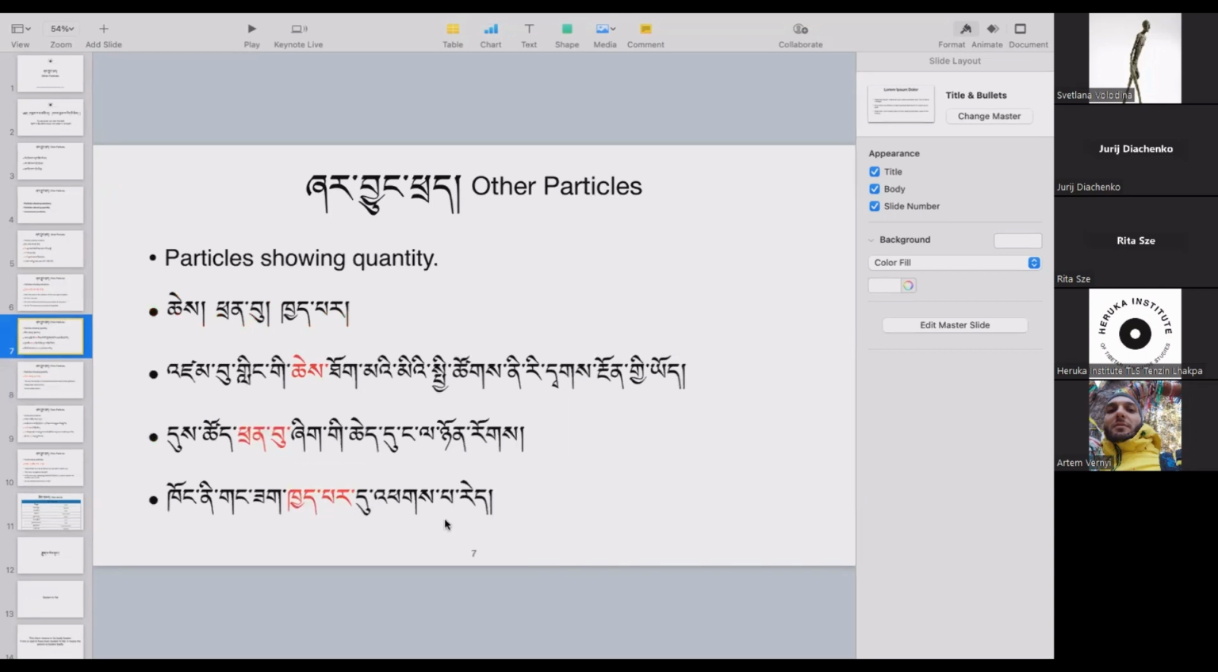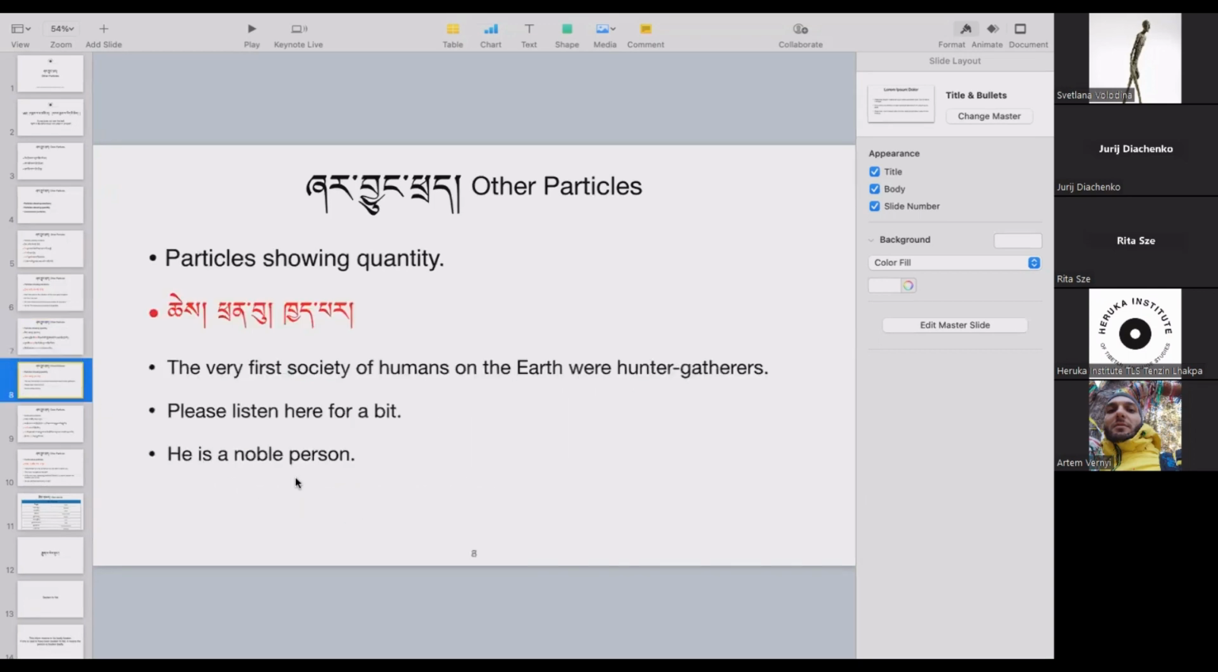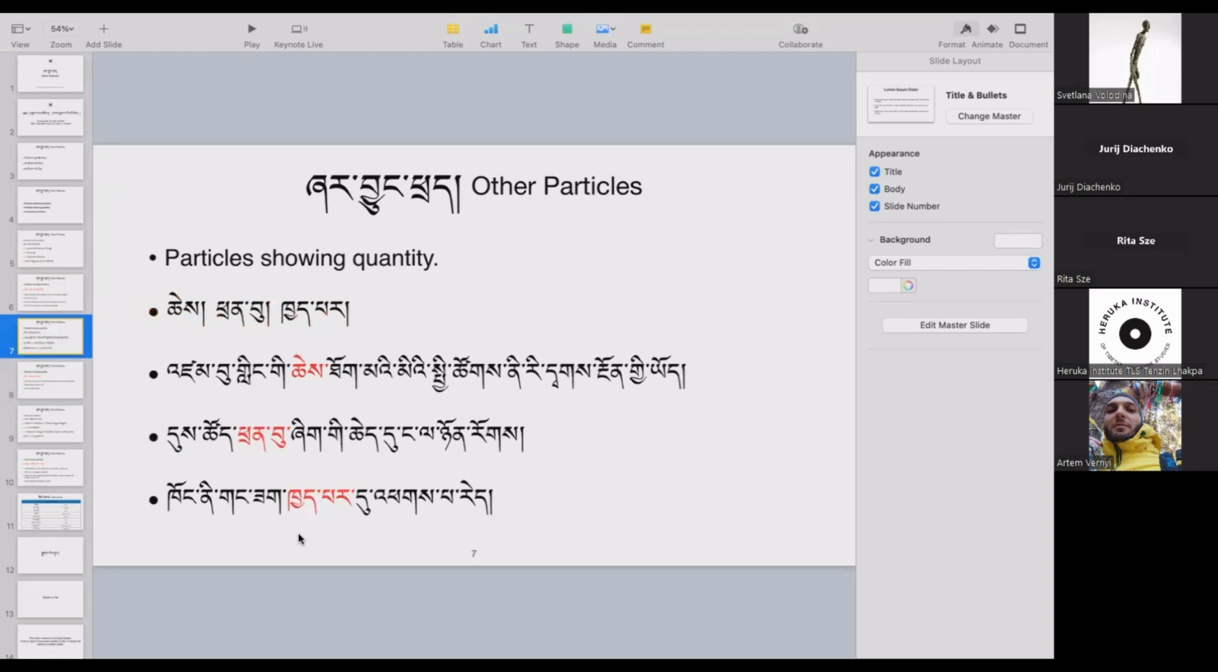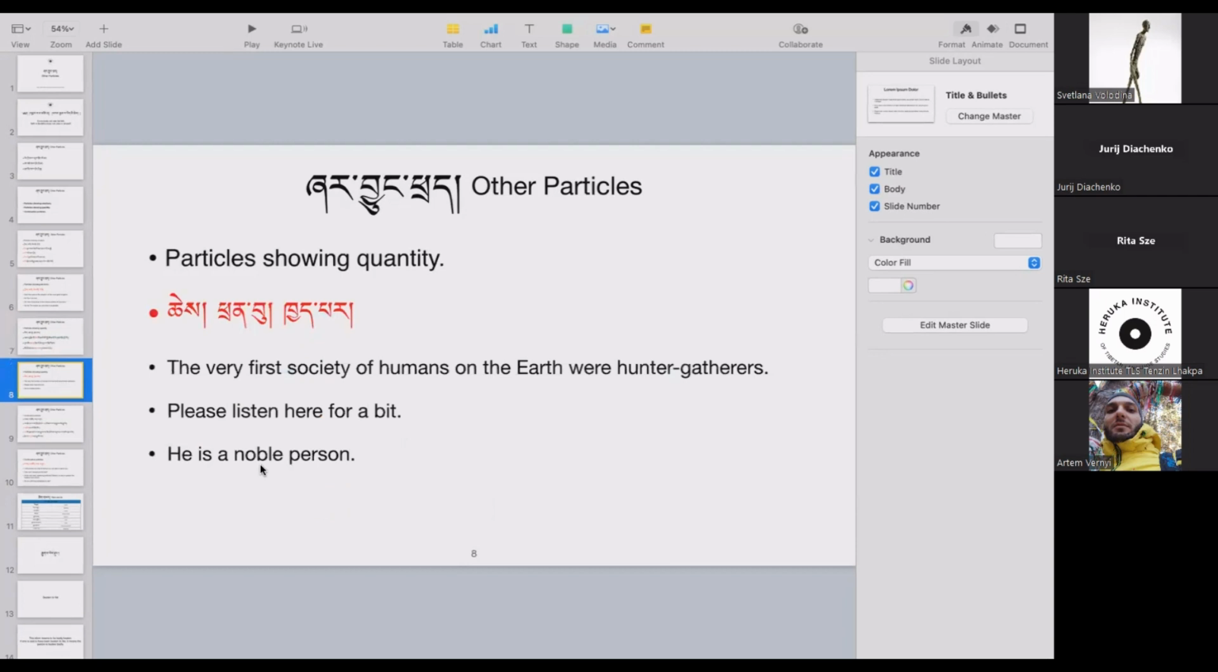He is a noble person. Noble because of the word papa. Kebar to papa means someone that is extraordinary, more than an average person, an extraordinary being. So here it is directly translated as noble.